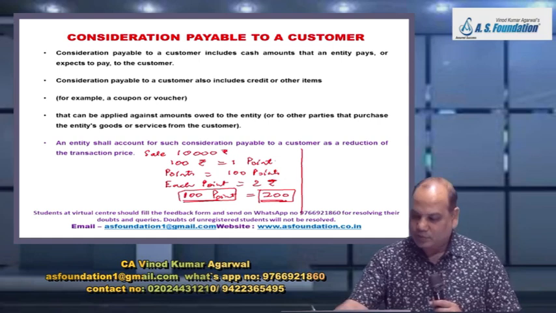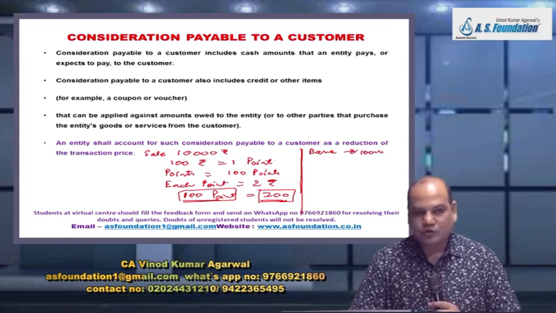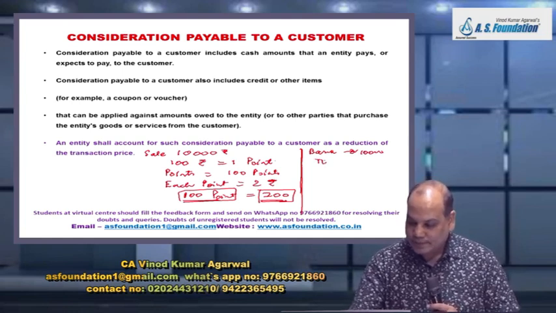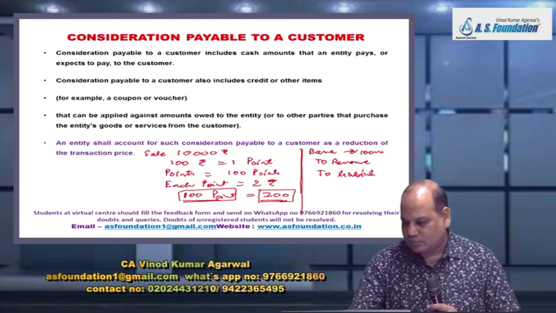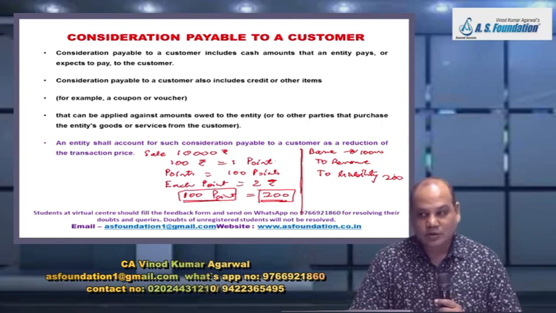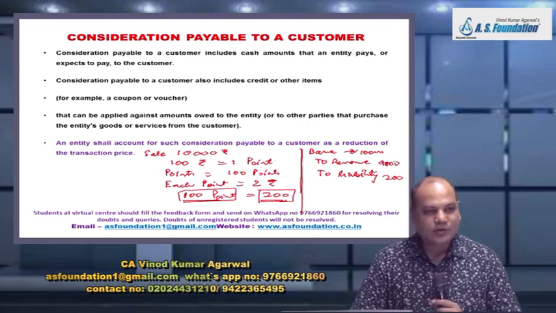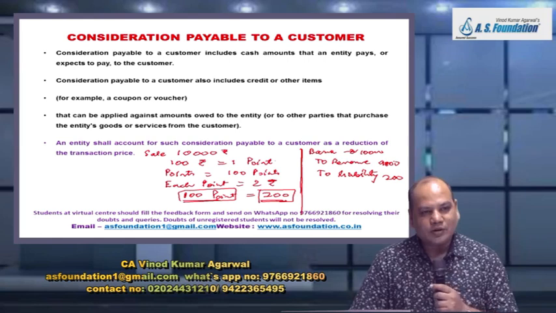What entry will they pass? Bank account debit 10,000. So actually there are two obligations involved here. One is to sell the goods today, to revenue, and to liability. This 200 rupees will be treated as a liability towards the customer against future purchase. And 9,800 is the amount of revenue you are going to recognize.